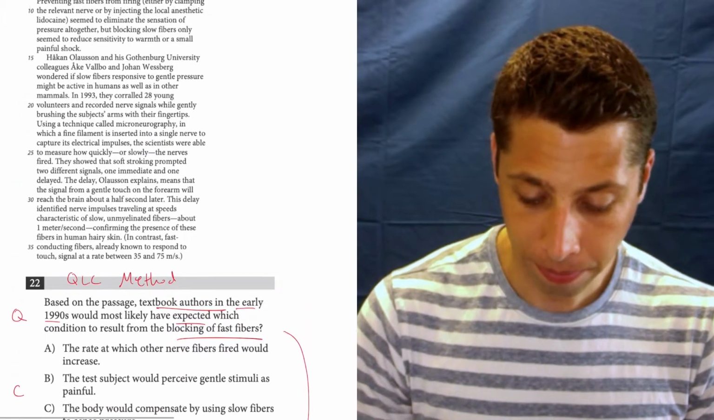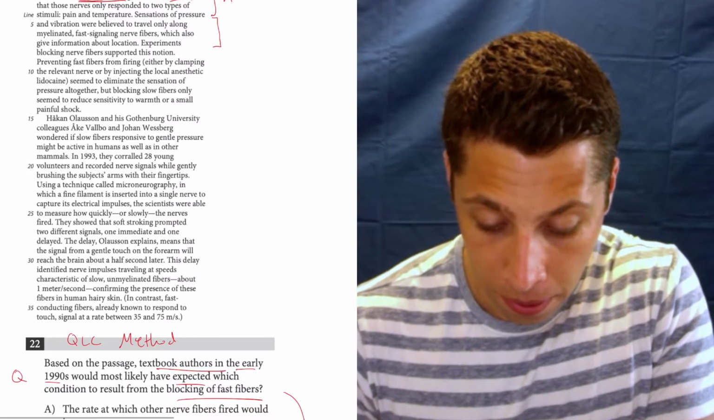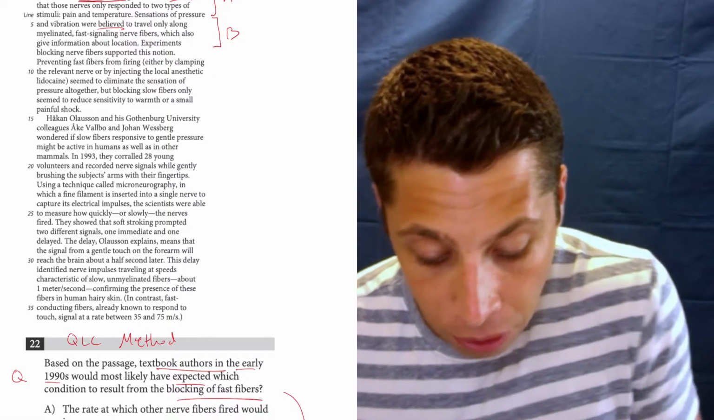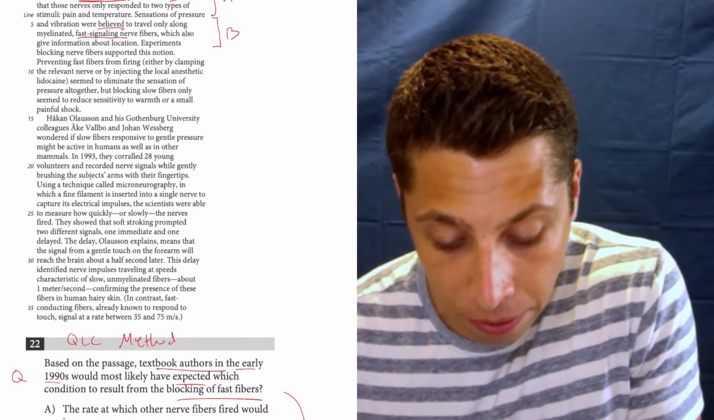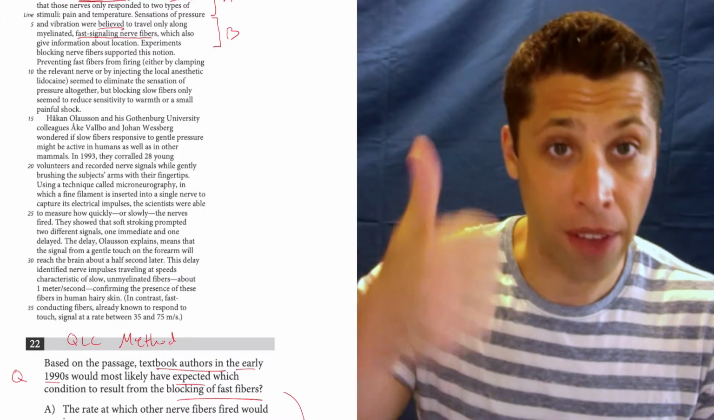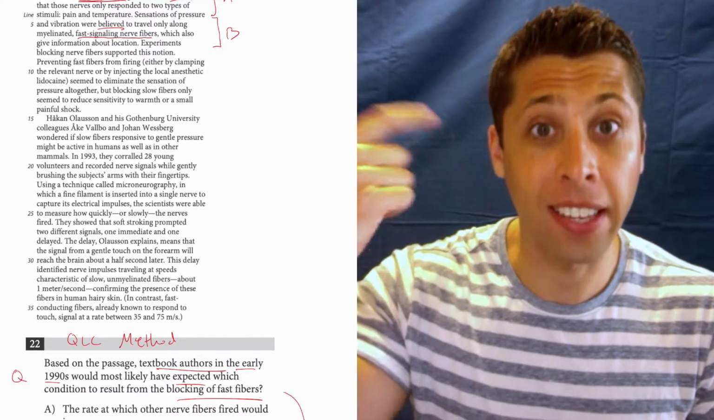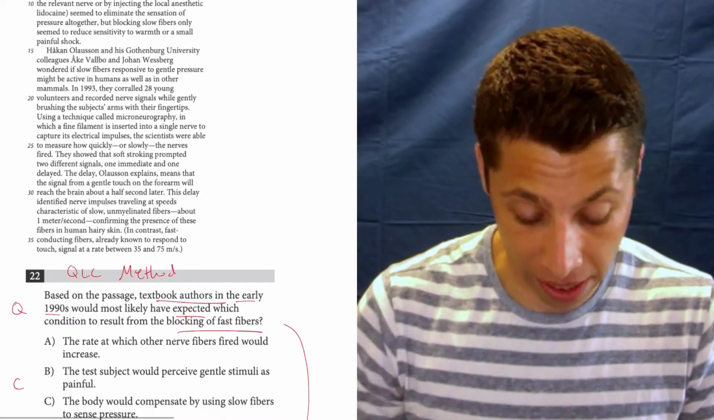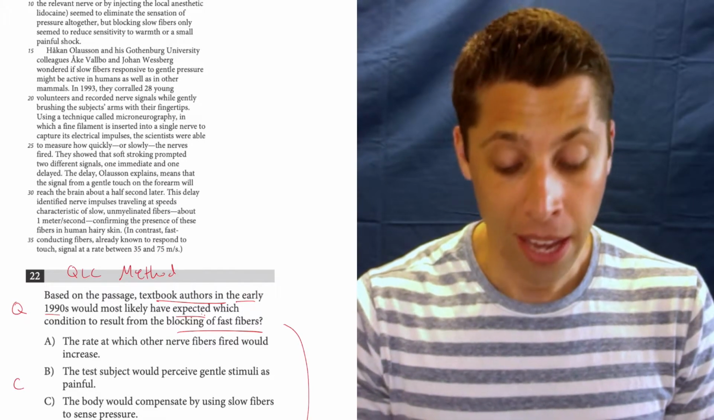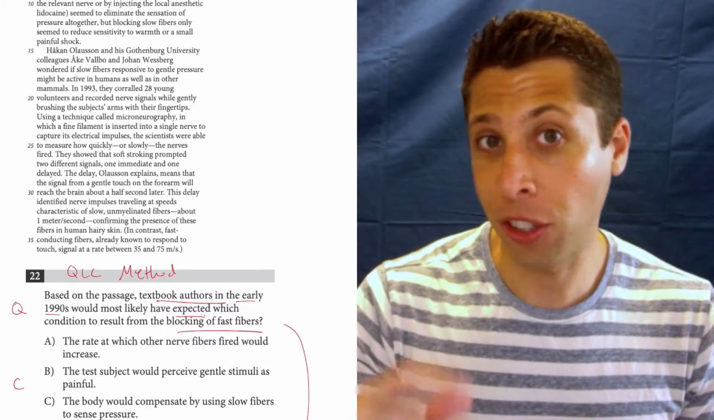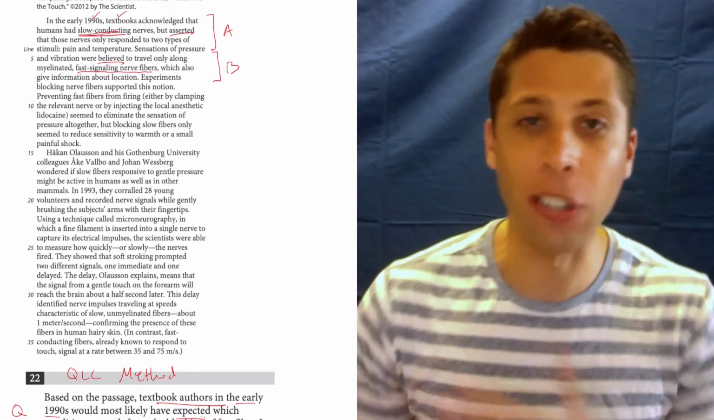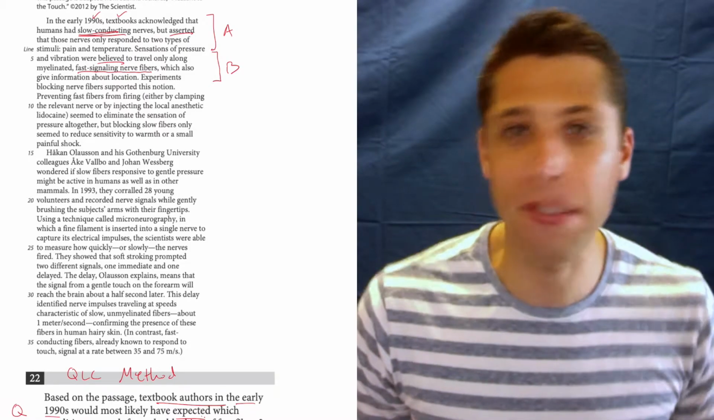4 to 7, just the next few lines. Sensations of pressure and vibration were believed to travel only along myelinated, fast signaling nerve fibers, which also give information about location. So that's talking about the fast fibers, which is good. And the fact that they say they believed it to be true suggests that it was something they would have expected. So this one seems good. And even though it doesn't specifically mention the 90s or the textbooks, it's clearly following from the previous sentence, which did talk about those things. So we have the context.